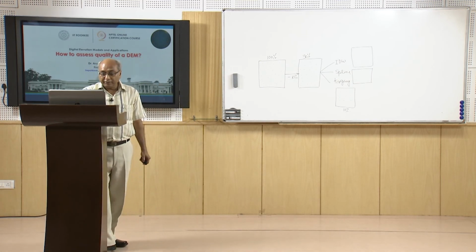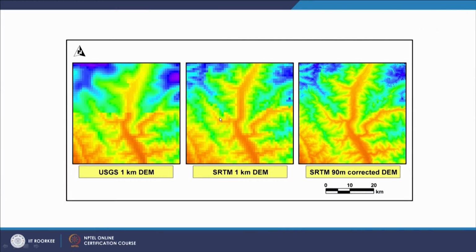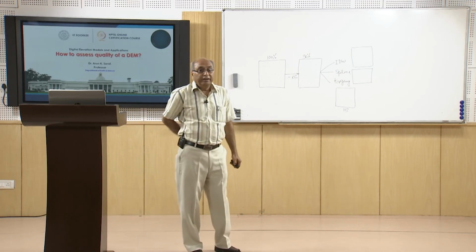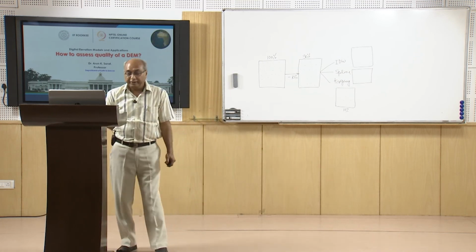Another example, at the same 1 kilometer resolution, SRTM: here we do not see the seam. Luckily, in this particular example we are not seeing any voids as well. But when we see the SRTM 90 meter, which is a void free corrected DEM, then as you can see, compared to the USGS DEM, this is highly reliable. It means the quality of the DEM is much better than a 1 kilometer USGS DEM or 1 kilometer SRTM.